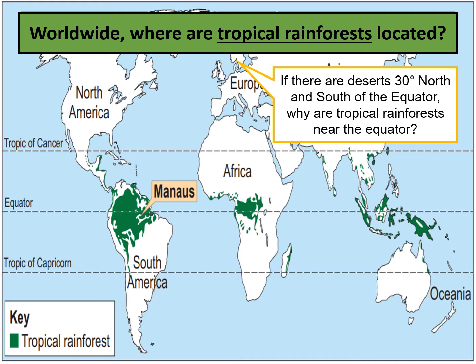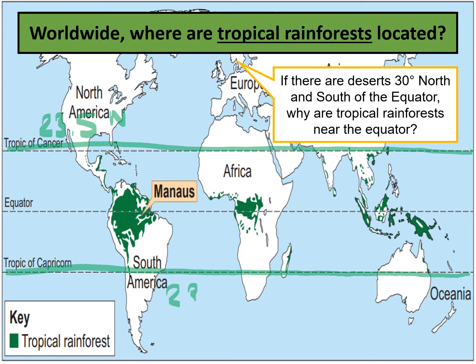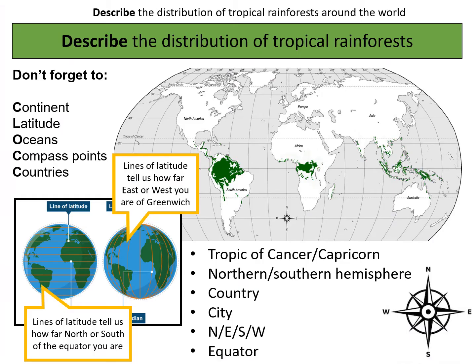And you can see very clearly that they are found within the boundaries of the Tropic of Cancer, which is 23.5 degrees north, and the Tropic of Capricorn, which is 23.5 degrees south. And we find them within those regions, and we're going to look at why we find them there later on in this lesson. So you don't need to do anything with this slide, you just need to simply look at it, and we're going to describe it next.